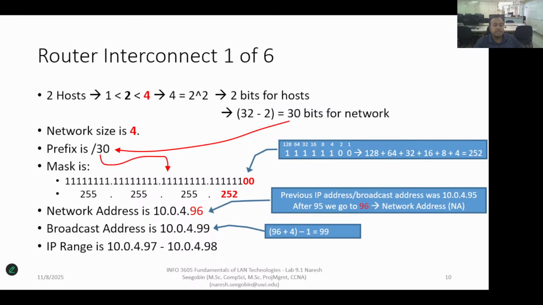Right, now we have router interconnect 1 of 6. So this is where we go down to the point-to-point links. We're looking at 2 hosts, so this is more focused on those group ones. It's a 2-host range, so therefore it's greater than 1 but less than 4. So it's 2 bits for the host, 32 minus 2 is 30 bits for the network. This is like a /30, which we know is used for point-to-point links in most cases.